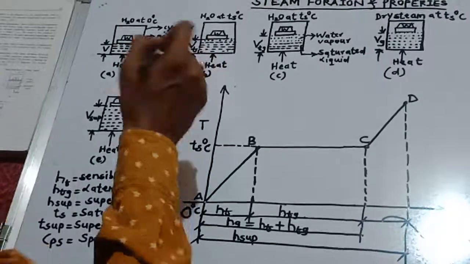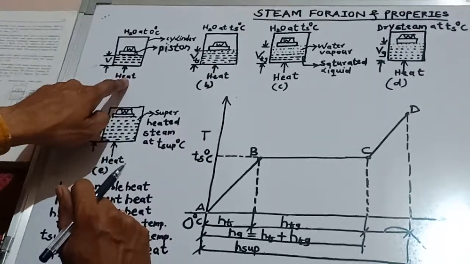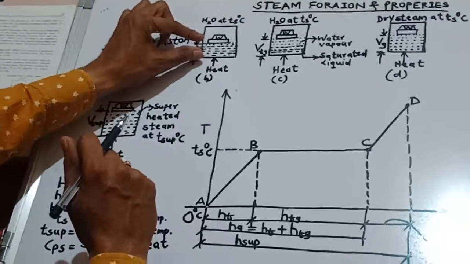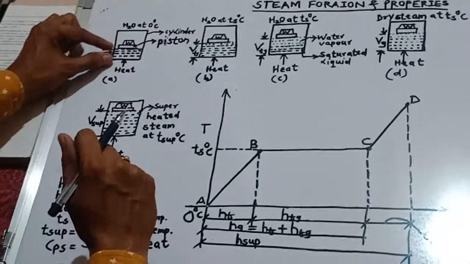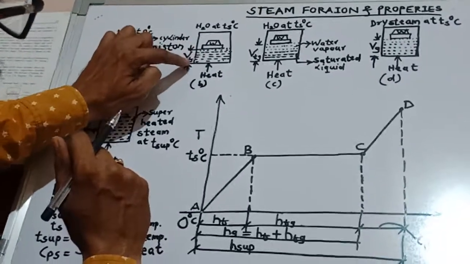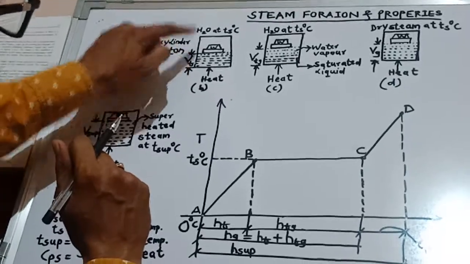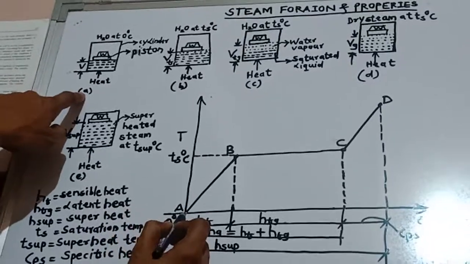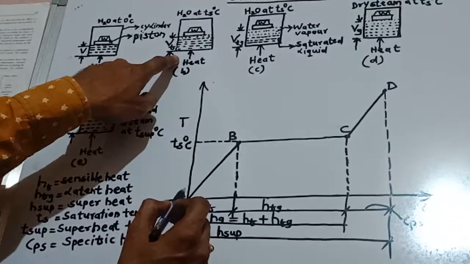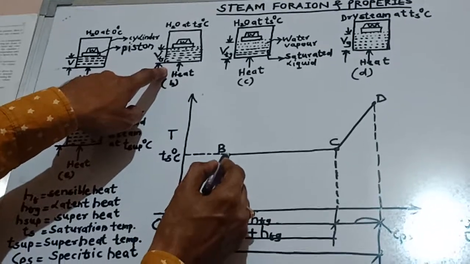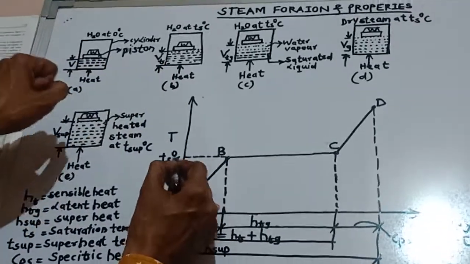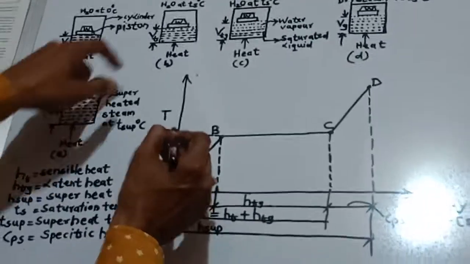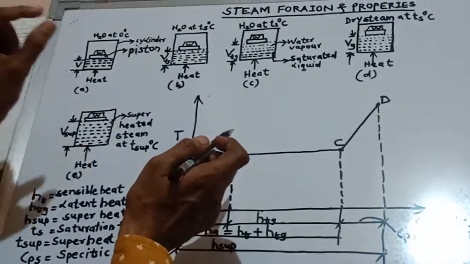So next, when we heat the water at constant pressure, then what will happen? After a certain time, its volume will be increased. You see here the volume is V, and in this case the volume is Vf. In figure A, the temperature is 0 degrees Celsius. When we go to figure B, we reach point B, and the temperature is Ts degrees Celsius. So the water is at Ts degrees Celsius.